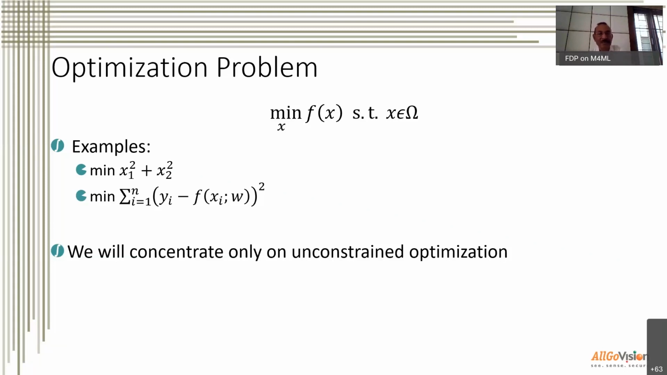One can look at many different types of optimization problems. There are problems known as constrained optimization problems. There are problems known as convex optimization problems. But maybe that will be a topic for another day. Today we will concentrate only on the unconstrained problem.